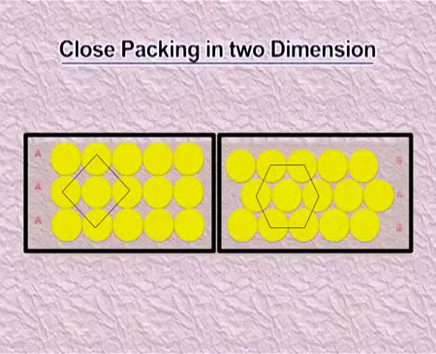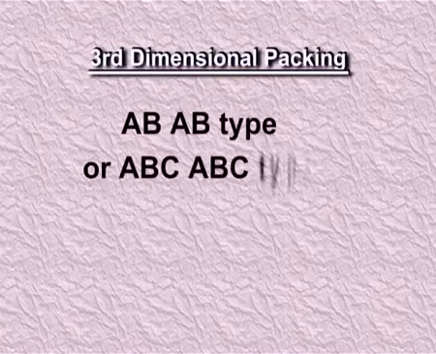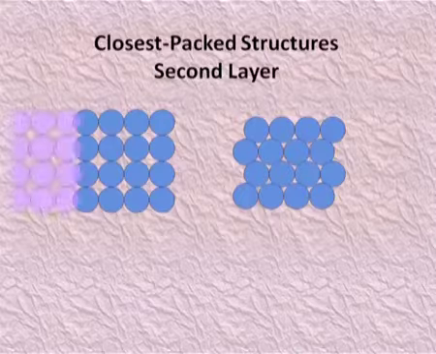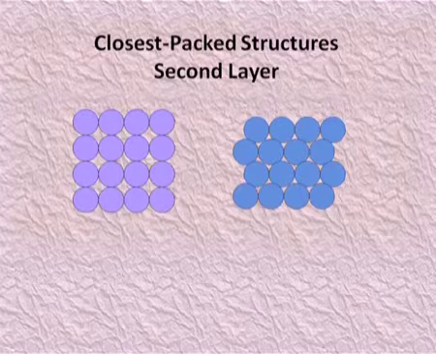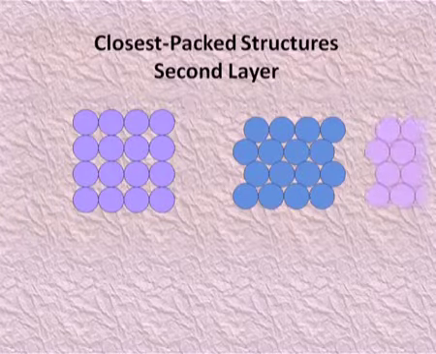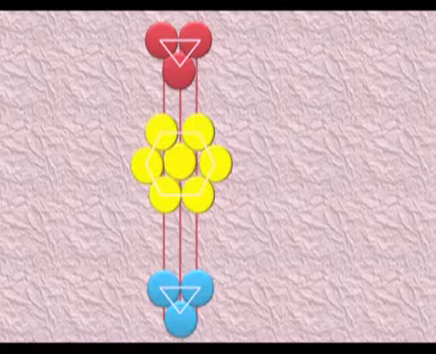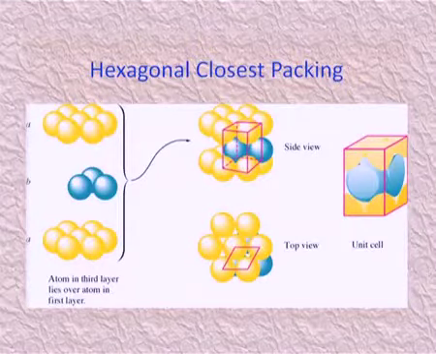This is two-dimension packing, that is square close packing and hexagonal close packing. Now you observe the third dimensional packing, that is AB type or ABC type or AA type. The balls are overlapping the previous layer. Now AB pattern. You can very clearly see that the second layer is on the grooves of the first layer. This is hexagonal close packing, a very close view. Here you can very easily understand the packing from the pictures.